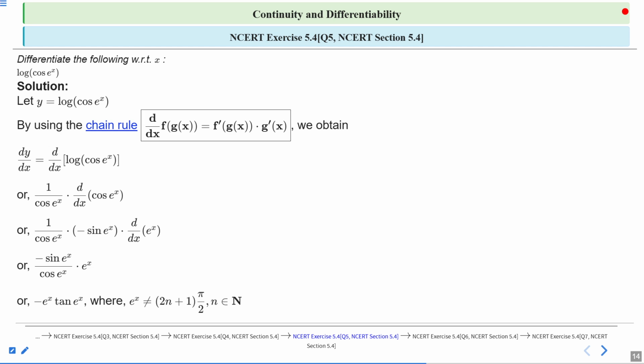Or it will be equal to finally minus e to the power x tan e to the power x, where e to the power x is not equal to odd multiple of pi by 2, that is, (2n plus 1) pi by 2. Therefore, we can say that n belongs to natural number.